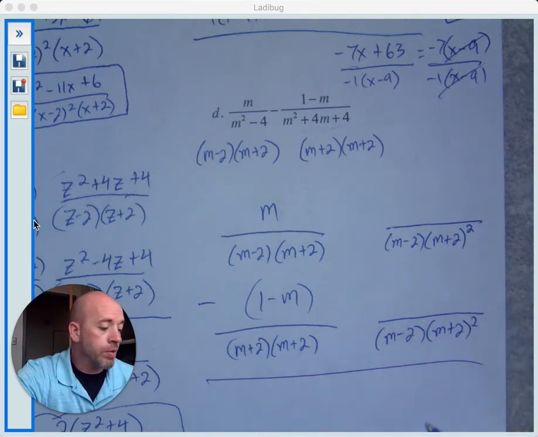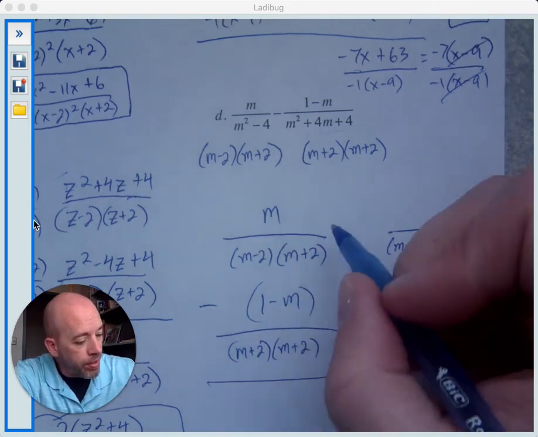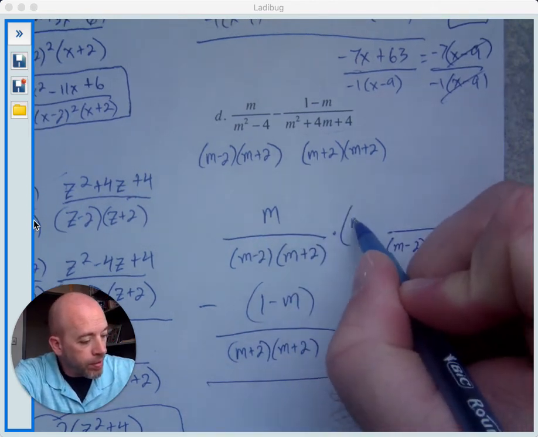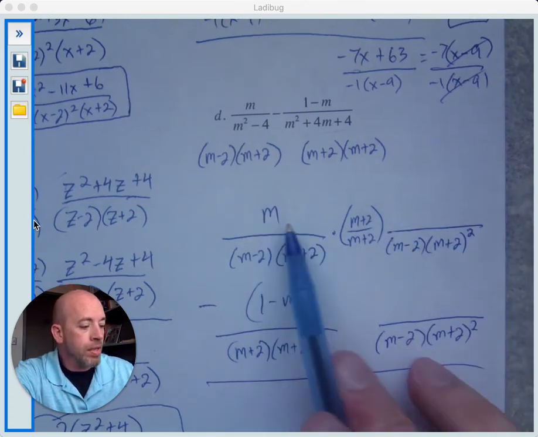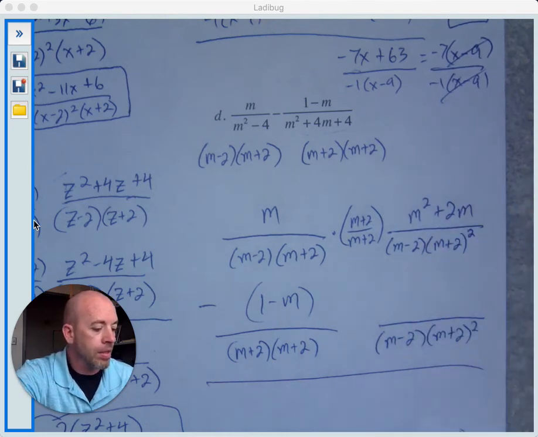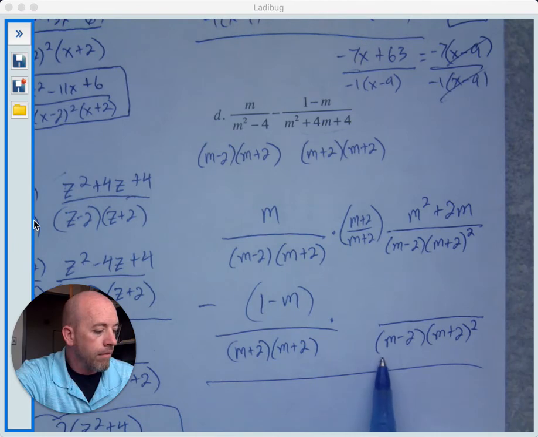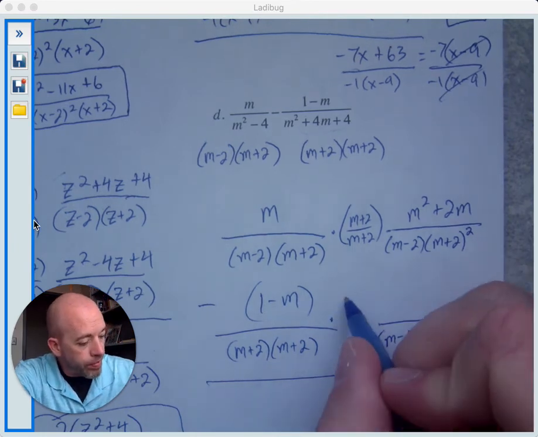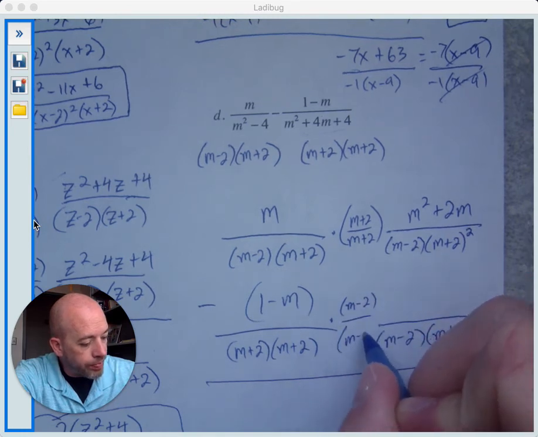And then we can ask, what do I need to multiply this by, right? So we need another factor of M plus 2 here. M plus 2 over M plus 2. So we distribute the M and we get M squared plus 2M. Here we need to multiply by M minus 2 over M minus 2.